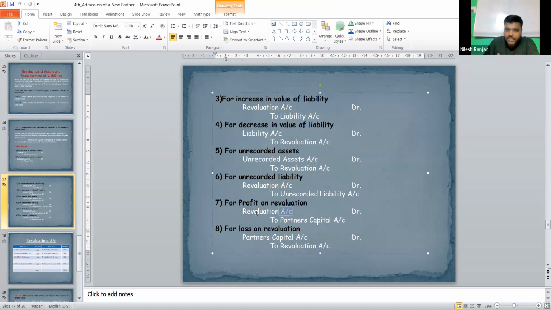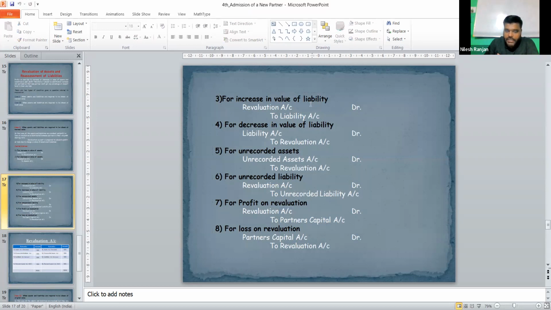If there is increase in value of liability, then it is a loss for the company or not? Yeah, it is a loss because the book value of any liabilities, let's say there is a creditor of 20,000. But now we have to pay 24,000 to him.